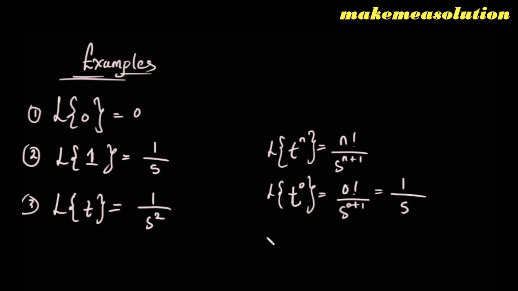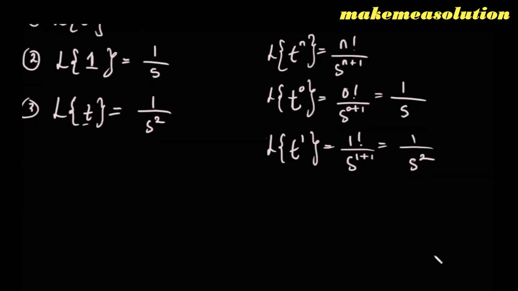The Laplace transform of t, which is t raised to the power of 1. t is still t raised to the power of 1. So according to this formula, you have 1 factorial divided by s raised to the power of 1 plus 1, which is 1 all over s squared. So you can build on that. Is that okay?